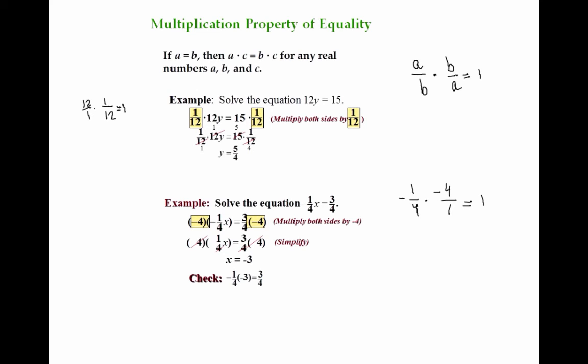So that's why I need to multiply both sides of the equation by negative 4, since negative 4 times negative 1 over 4 gives me 1. Does that make sense? So we multiply both sides of the equation by negative 4. Here we get x equal to negative 3 when I reduce this. I can check my answer. Negative 1/4 times negative 3 is equal to 3/4.